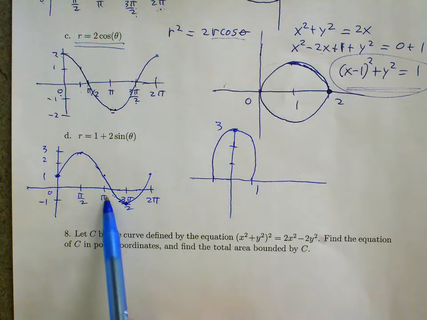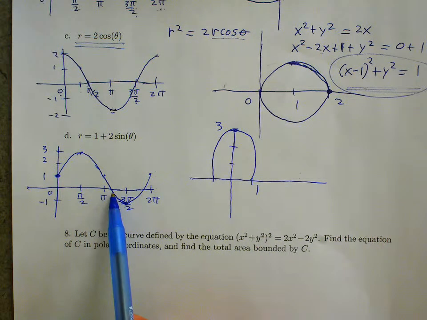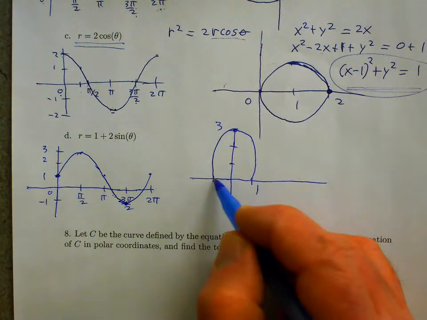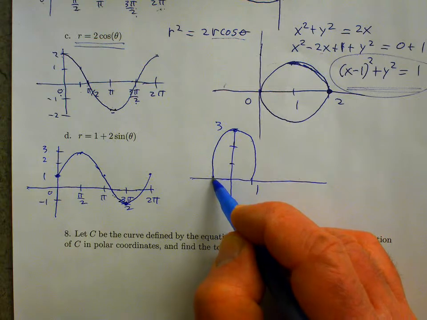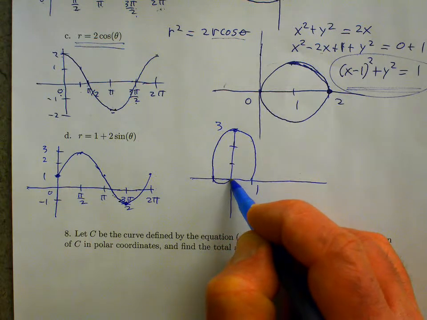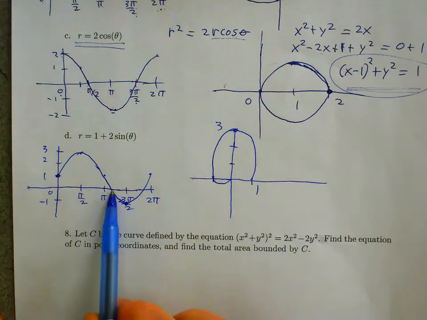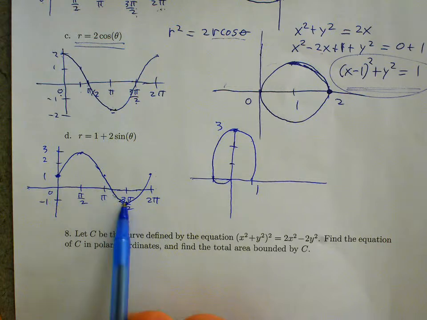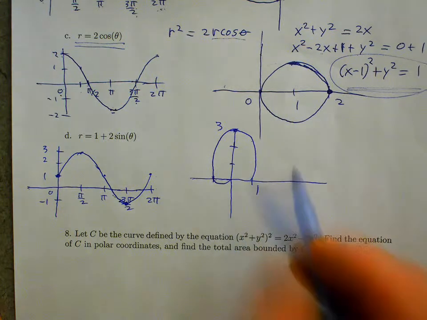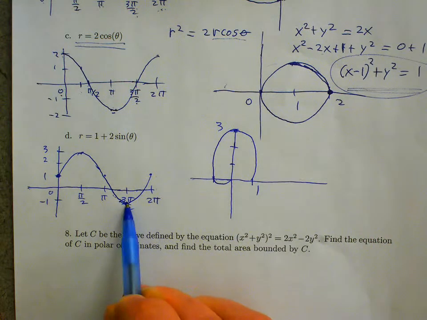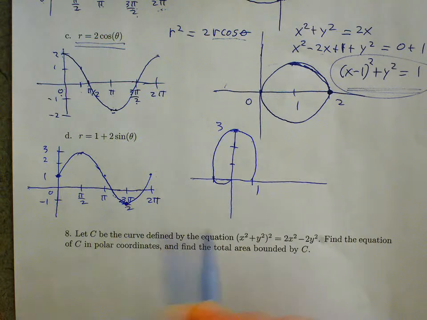And then between pi and 7 pi over 6, the r values go to 0. And then between 7 pi over 6 and 3 pi over 2, the r values are negative. And the r value is -1 at 3 pi over 2.